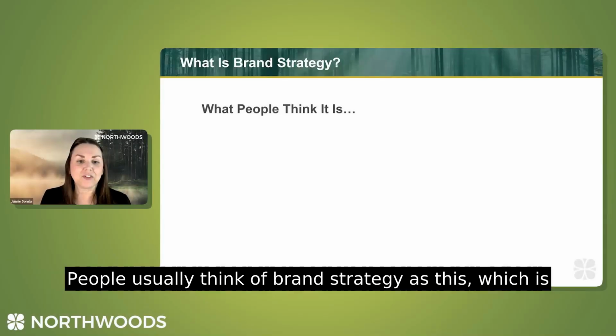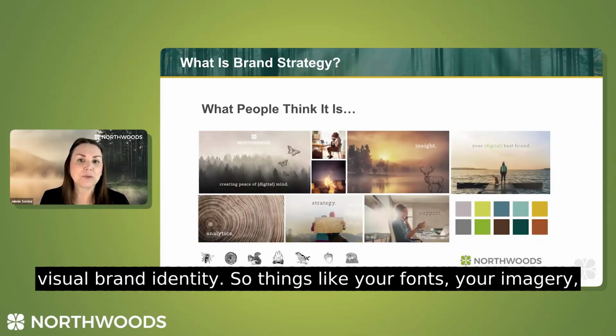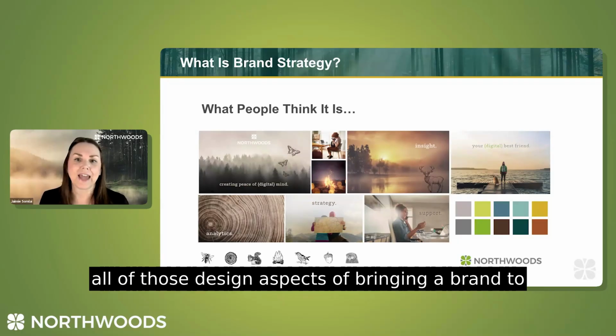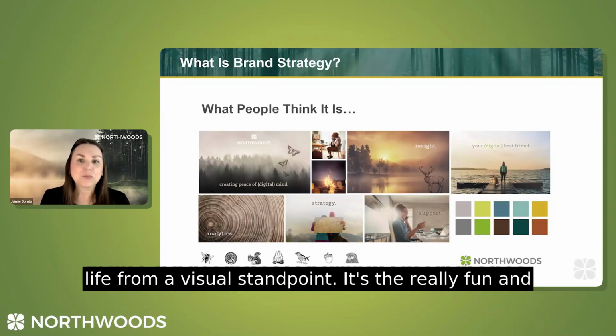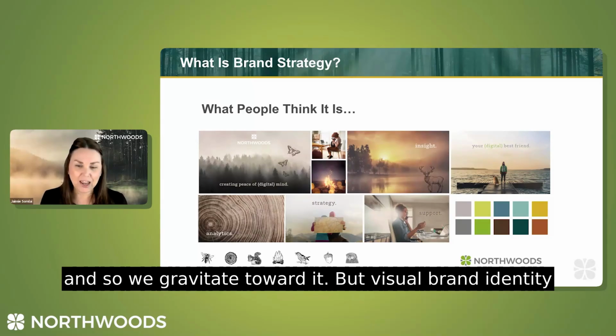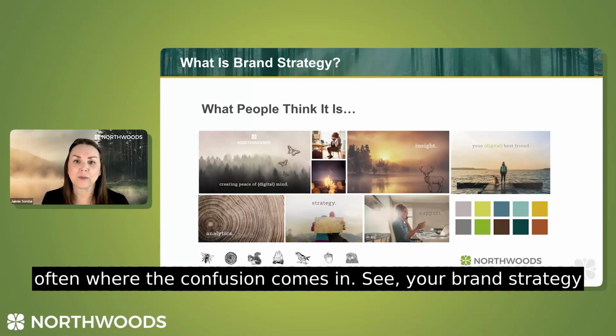People usually think of brand strategy as this, which is visual brand identity. So things like your fonts, your imagery, your icons, your colors, your design elements overall, your logos, all of those design aspects of bringing a brand to life from a visual standpoint. It's the really fun and creative stuff that so many of us marketers absolutely love. And so we gravitate toward it. But visual brand identity is actually an outcome of brand strategy. And this is often where the confusion comes in.